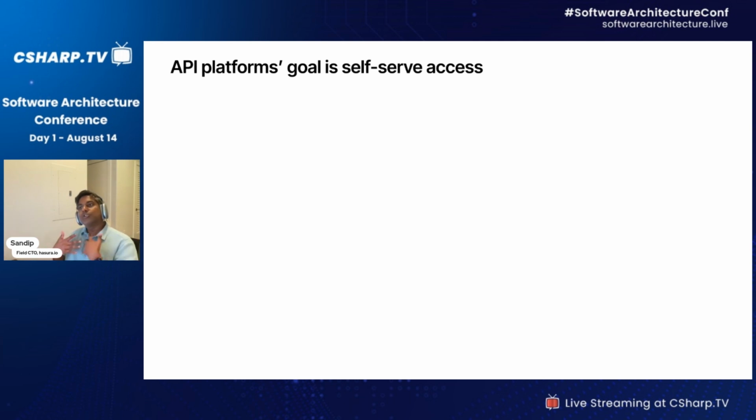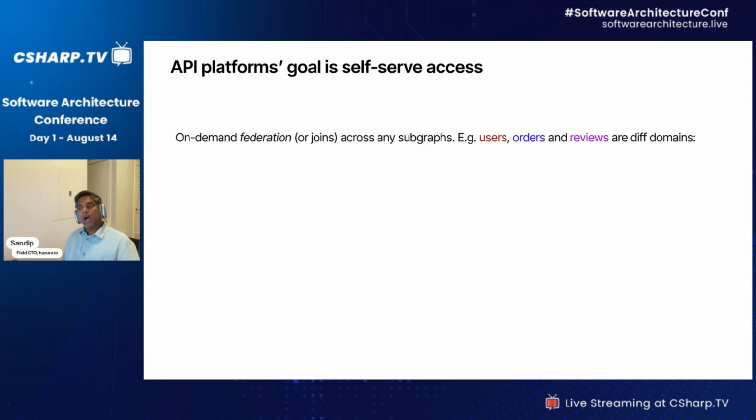Self-serve access to data is the goal of any API platform, which means that you need to do what is called, not exclusively, but in the GraphQL ecosystem, as federation. You should be able to provide on-demand federation across any of your subgraphs for you to provide an effective marketplace.